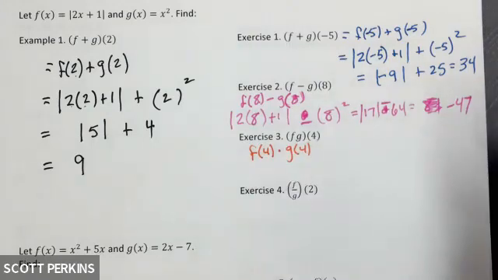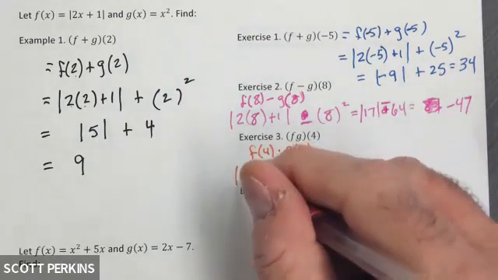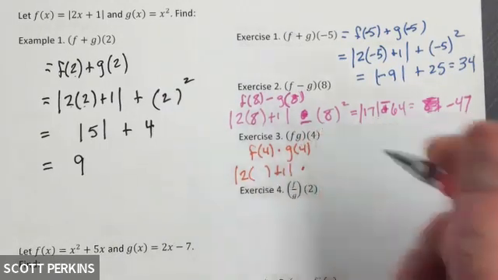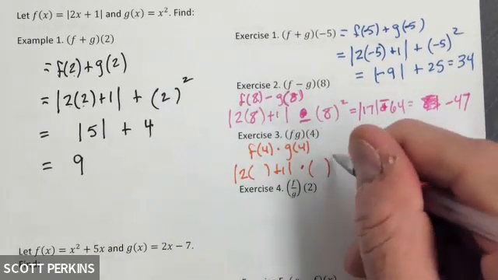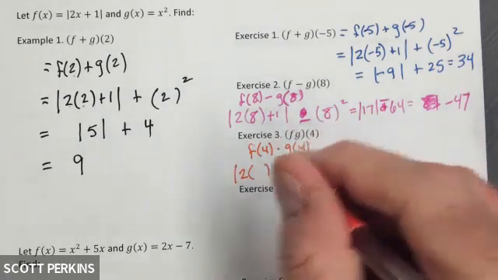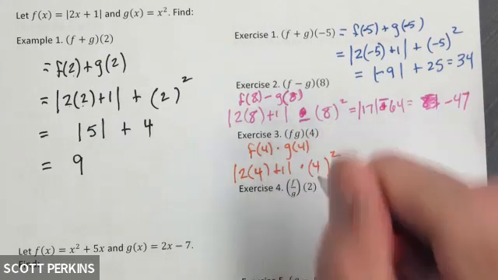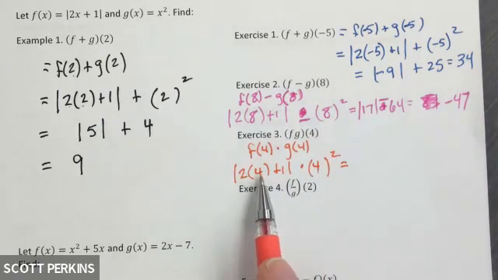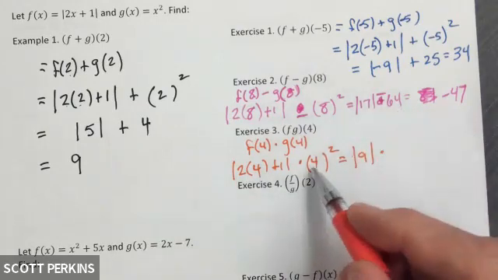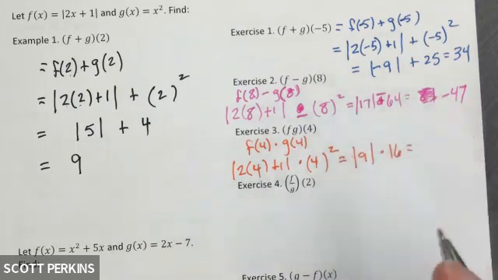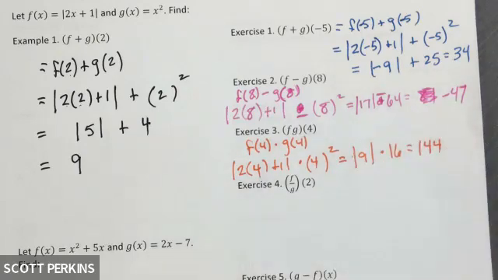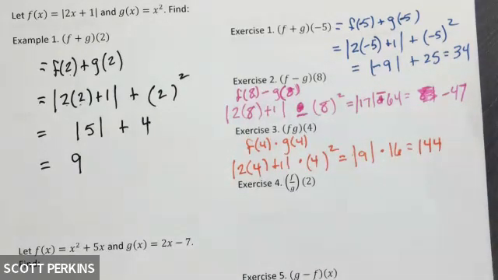Right, so f of 4 times g of 4. So f is the absolute value of 2 times what I'm plugging in plus 1. I'm multiplying this time times g, which is what I'm plugging in squared. And so when I plug in a 4 into each of these, in the absolute value, 2 times 4 is 8, plus 1 is 9. I have the absolute value of 9. 4 squared is 16. And so then 9 times 16, I believe, is 144, but clearly I'm not doing great today, so correct me if I'm wrong.